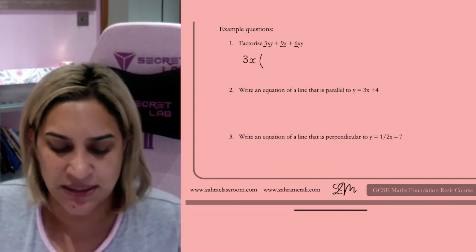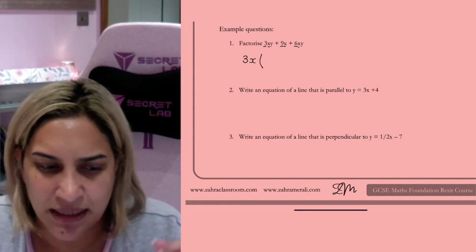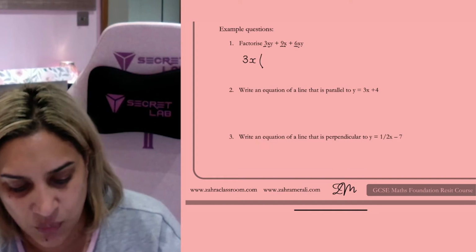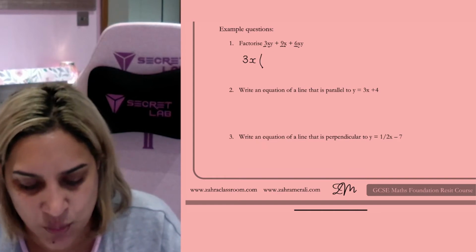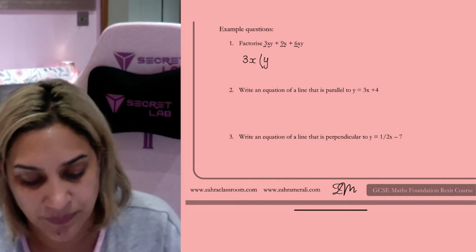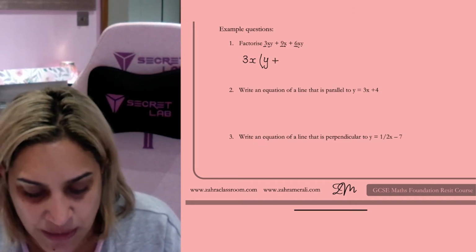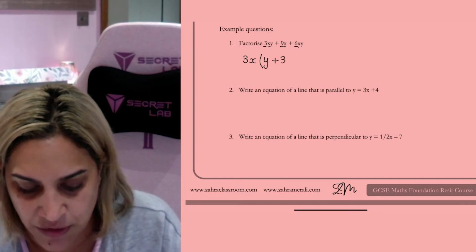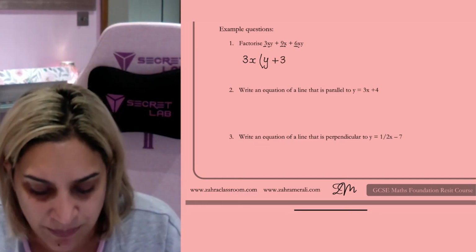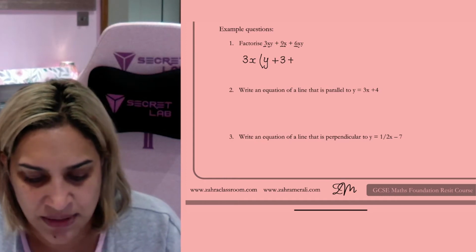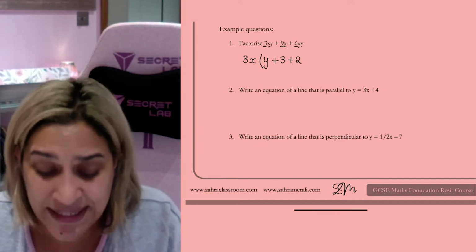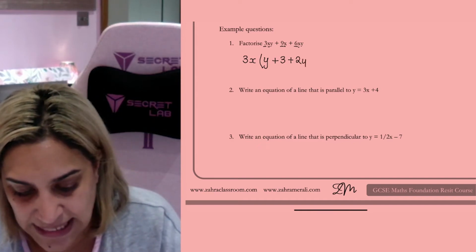And we say to ourselves, what do we times 3x by to get 3xy? Well, we already have the 3 and the x. We need an extra y. And then we do the same thing. What do we times 3 by to get 9? Well, we times it by 3, and the x is already there, so it can stay outside. Next one, plus. What do we times 3 by to get 6? Well, we times it by 2. There is already an x there, so we get to add the y.